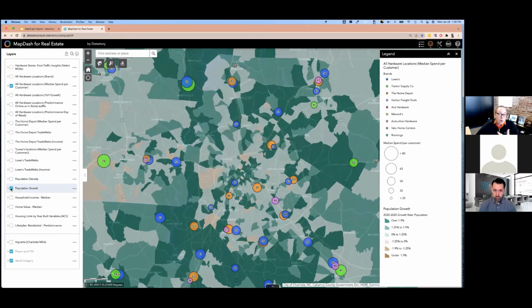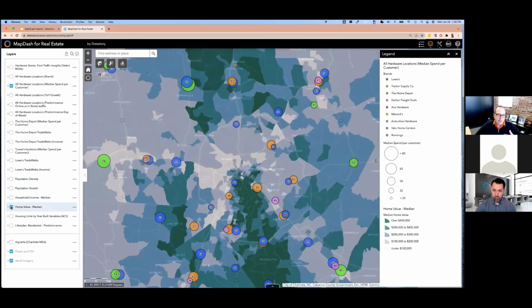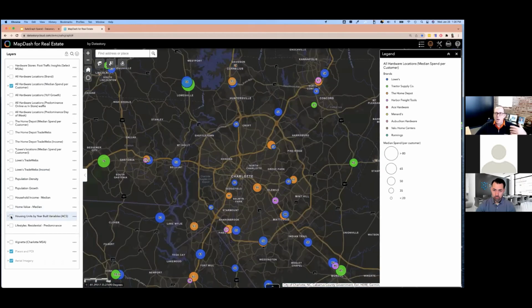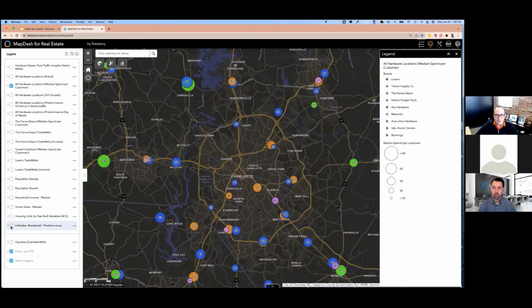And what we do with MapDash, again, this is the context that's so important, is understanding anything from standard demographics on down to home value that you see here, or when was the house built. There's a dizzying amount of data that can get teed up and help you understand what the opportunity is.